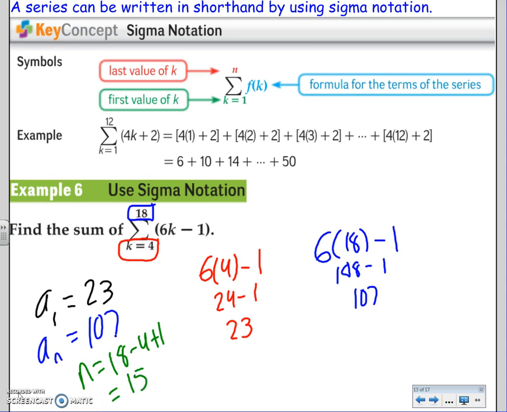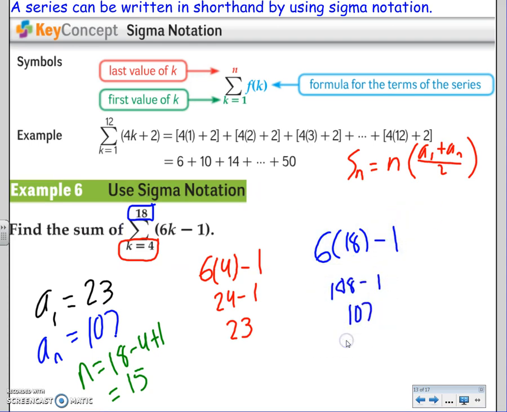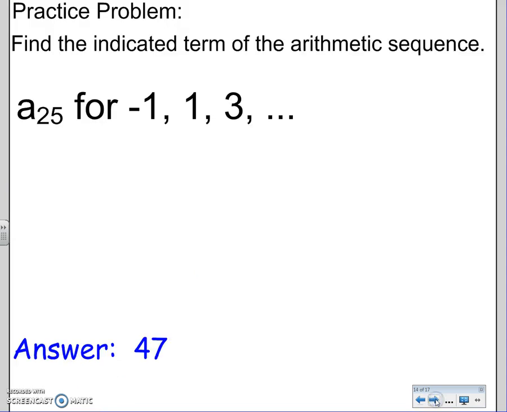15 terms. Alright, now that we have a1, an, and n, we can now plug into the other formula, the sum formula, which I tried to do up here. So the sum is n times a1 plus an all over 2. If I fill in the numbers, it's going to be, the sum will be 15 times a1 is 23 plus 107 all over 2. You plug that into a calculator and see what the answer is, which we get 975. That is the sum.